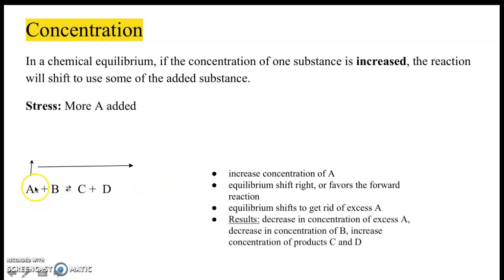And our result is now a decrease in the concentration of excess A. So our equilibrium is shifting in order to get rid of that new stress. B is also going to decrease in concentration as it reacts with that excess A. And C and D, our products, are going to increase in concentration because we're making more of it.